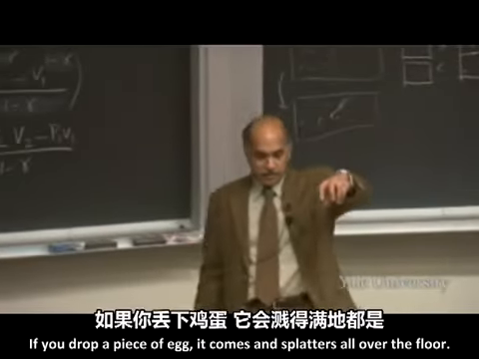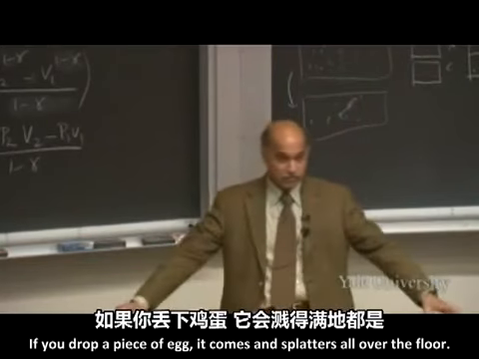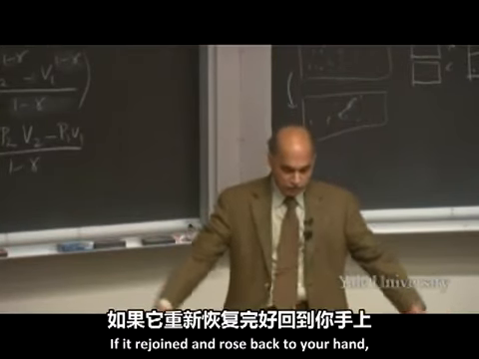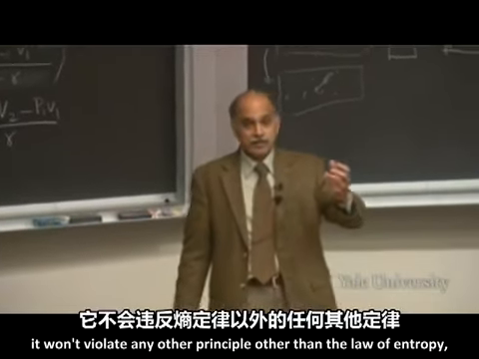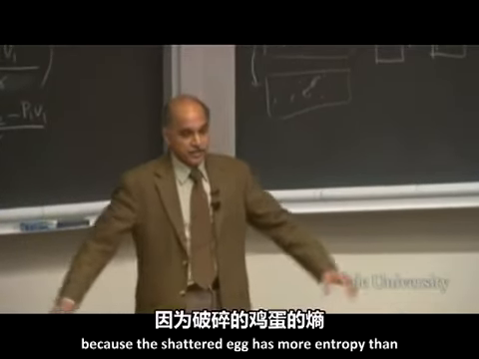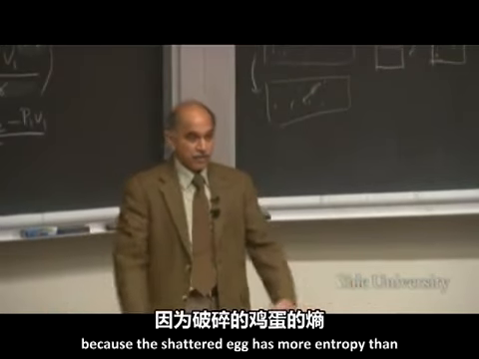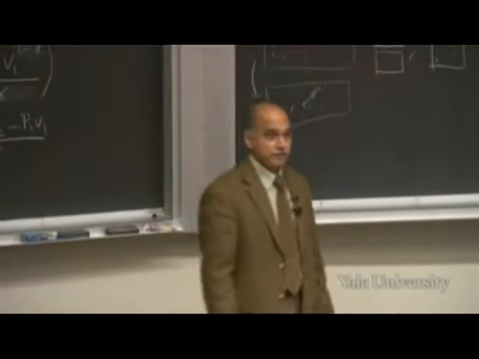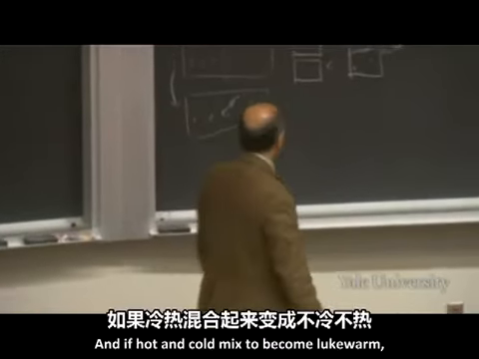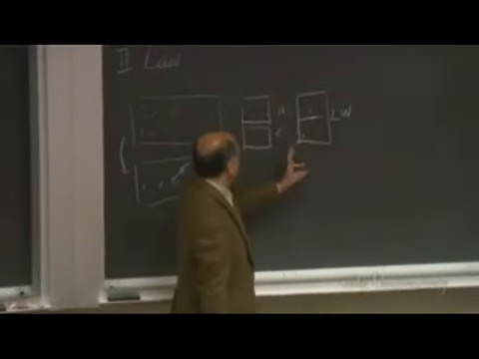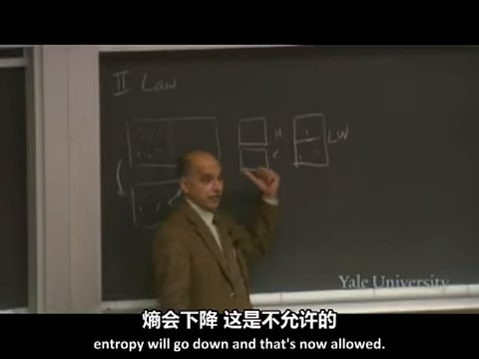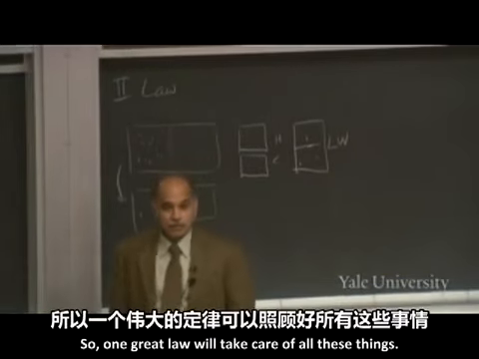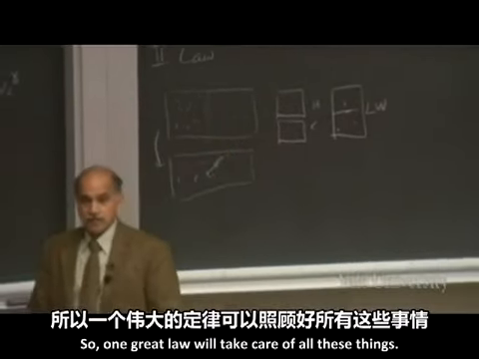If you drop a piece of an egg, it comes and splatters all over the floor. If it rejoined and rose back to your hand, it won't violate any other principle other than the law of entropy, because the shattered egg has more entropy than the egg that comes back to your hand. And if hot and cold mixed to become lukewarm, you can show the entropy goes up this way. But if you went the other way, entropy will go down, and that's not allowed. So one great law will take care of all these things.